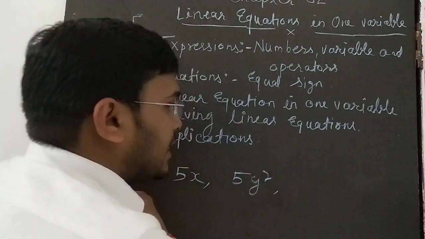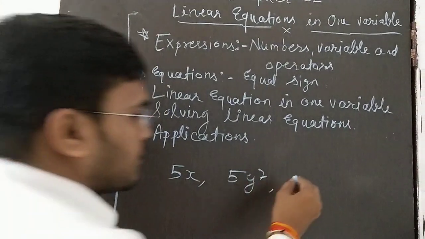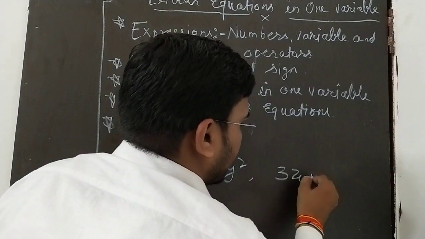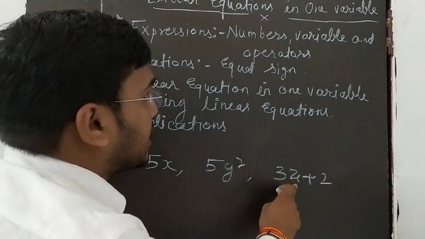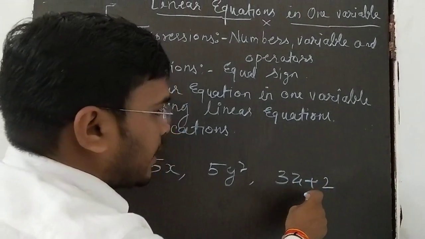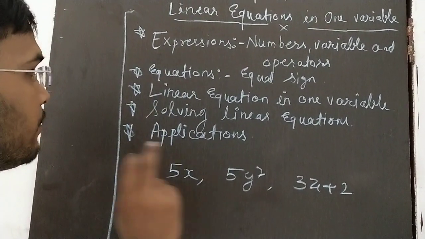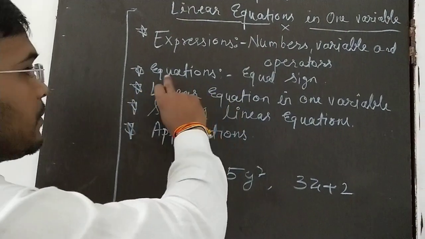5y square. This is also an expression. 3z plus 2. This is also an expression because 3 is a number and z is a variable and plus is an operator and 2 is a number. Understood?